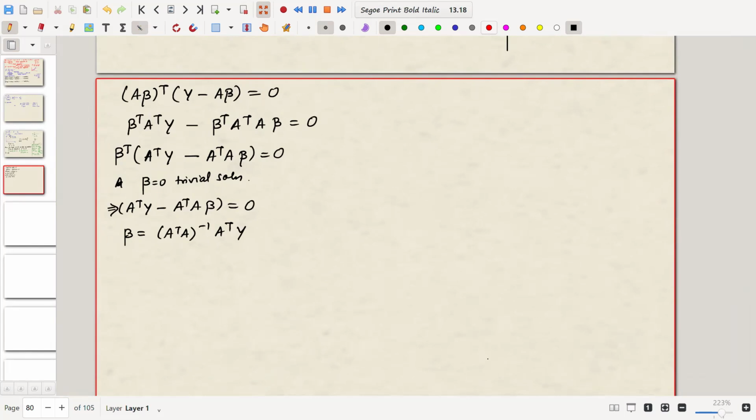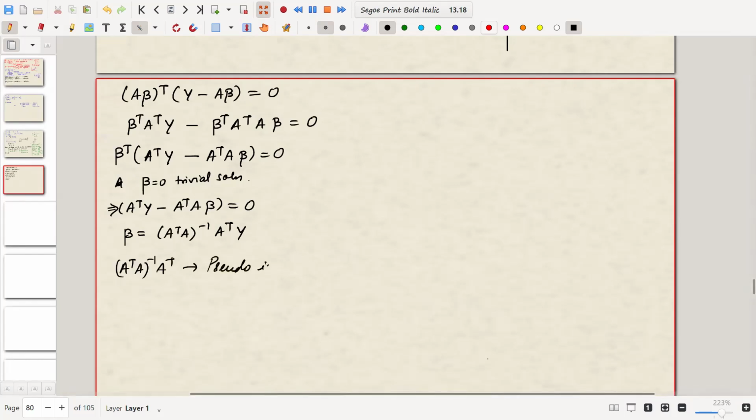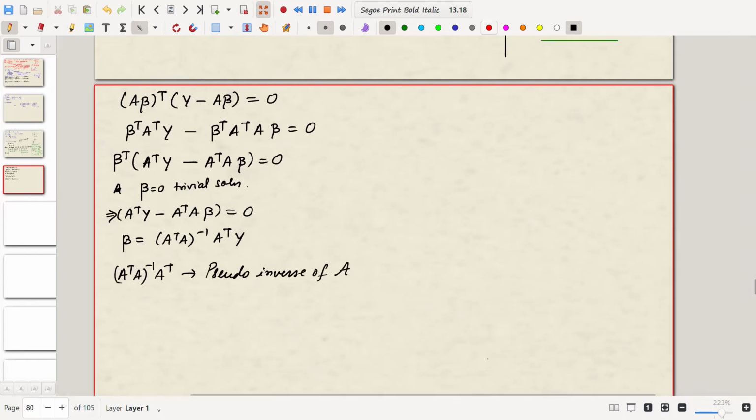Y is already being given to you. A transpose A, all this you can compute. But this A transpose A inverse into A transpose is something special. It is known as the pseudo inverse of A. It is something very nice.